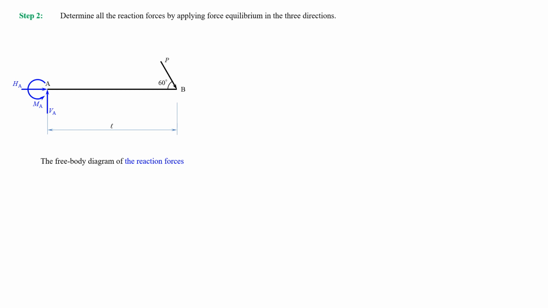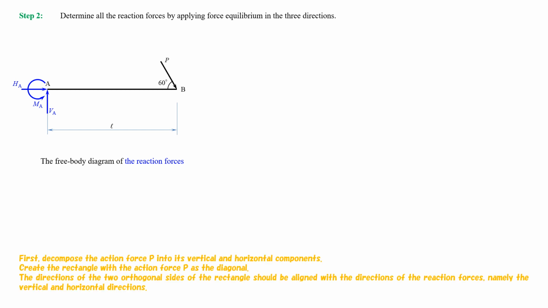Step 2. Determine all the reaction forces by applying force equilibrium in the 3 directions. First, decompose the action force P into its vertical and horizontal components. Create the rectangle with the action force P as the diagonal. The directions of the two orthogonal sides of the rectangle should be aligned with the directions of the reaction forces, namely, the vertical and horizontal directions.